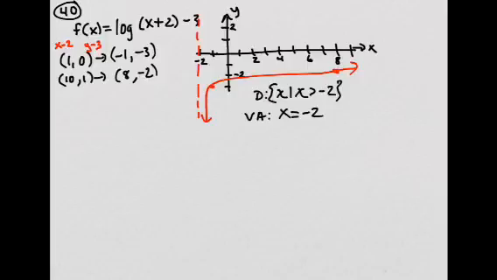wherever it crosses. So we're going to replace f of x, so I'll do the work right here. So f of x would be 0, log of x plus 2 minus 3, oops, not equal, but minus. So we're going to add 3.